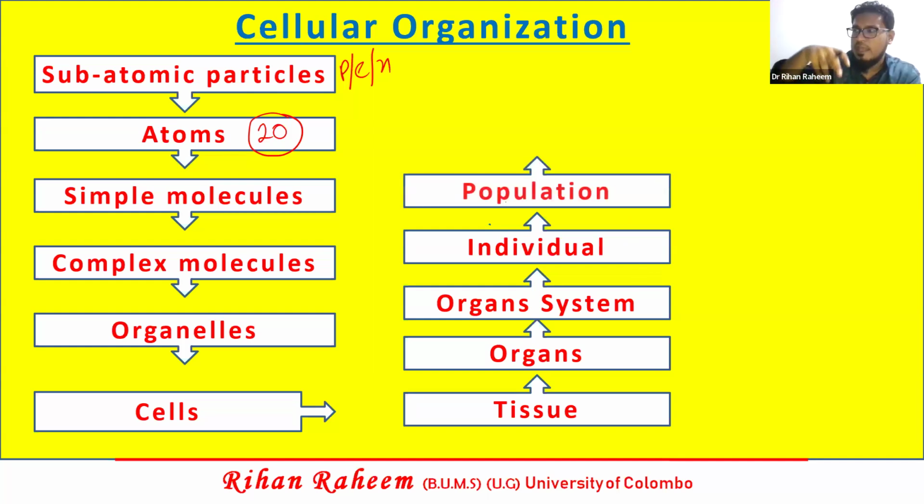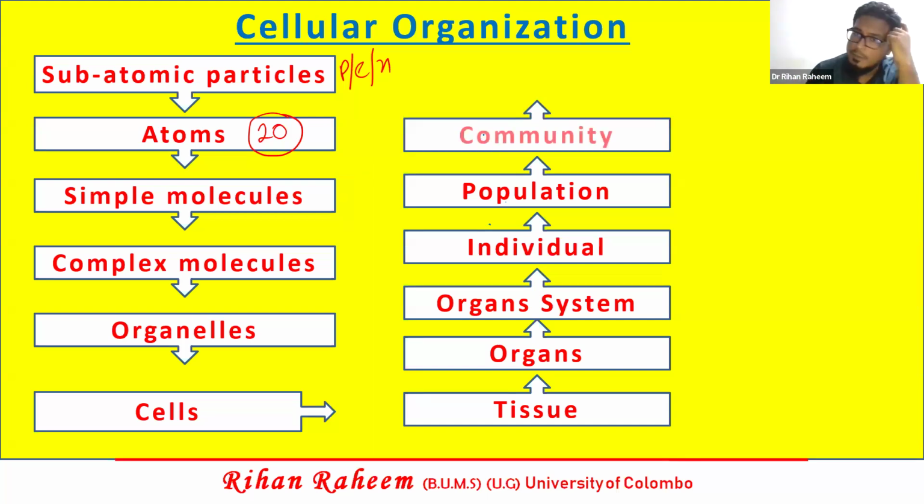If the elephants are living in one area, we call it an elephant population. This human population, cat population, dog population, ant population, coconut tree population, mango tree population, all these living things together are known as a community.